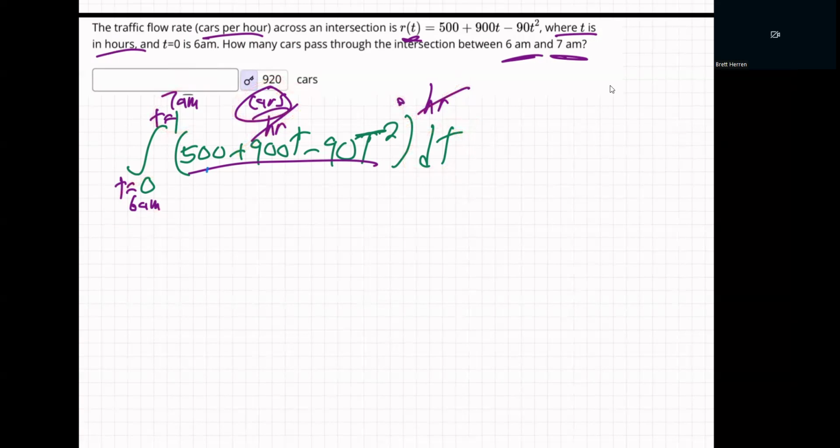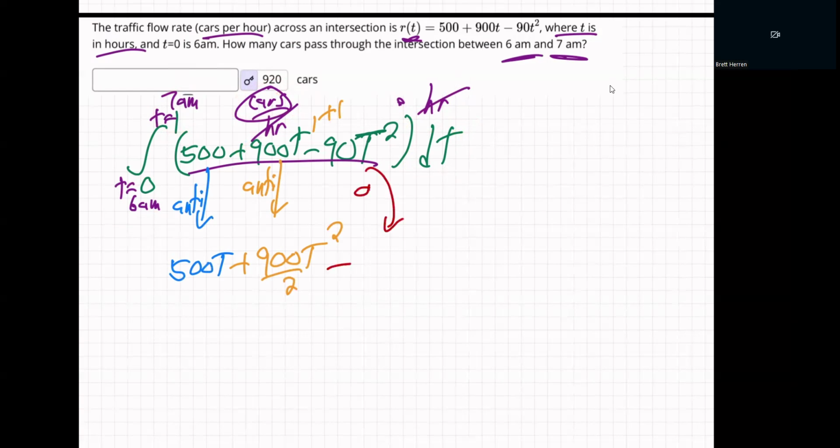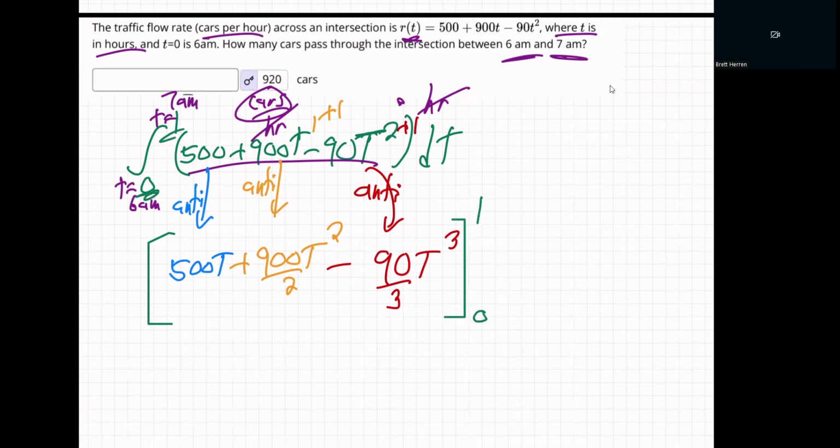How do we integrate a function? Anti-derivative. So we take the antiderivative of 500, which will be 500t, and then the antiderivative of 900t, and this is a 1 power, so add 1 to get 2, divided by 2, minus the antiderivative of 90t squared. Add 1 to the power, it becomes third, divide by 3. Then we've got to evaluate that between 0 and 1.